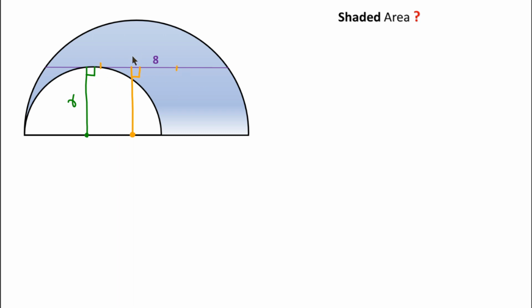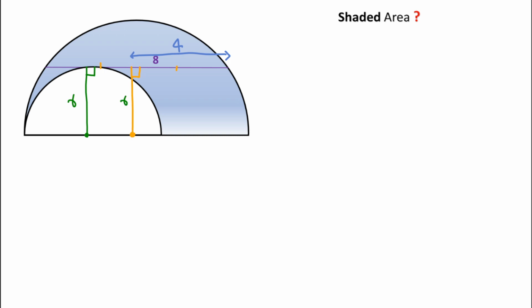That is, since the chord is 8 units in length, this will be 4 units. And this perpendicular line and this perpendicular line are both perpendicular to the chord, so these two lines will be parallel and equal. So we can say that this will also be r units.